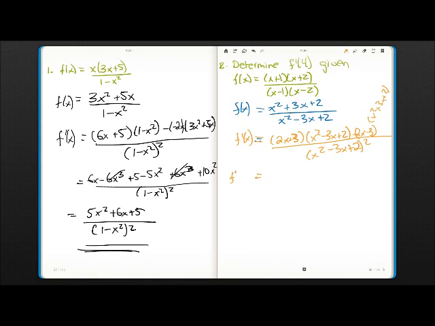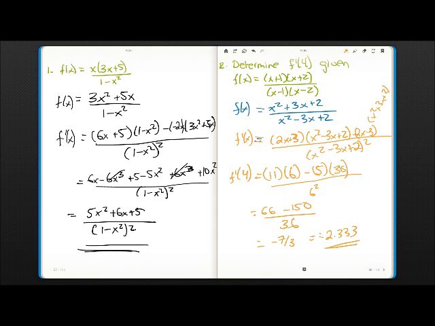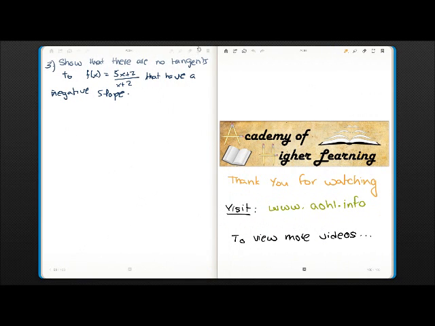Now all we have to do is sub the value in, f prime at 4, and we should get 11 times 6, minus 5 times 30, all over 6 squared. So that will be 66 minus 150 all over 36, and if we simplify it, that should give us minus 7 over 3, which is equivalent to minus 2.333. So that's the answer.